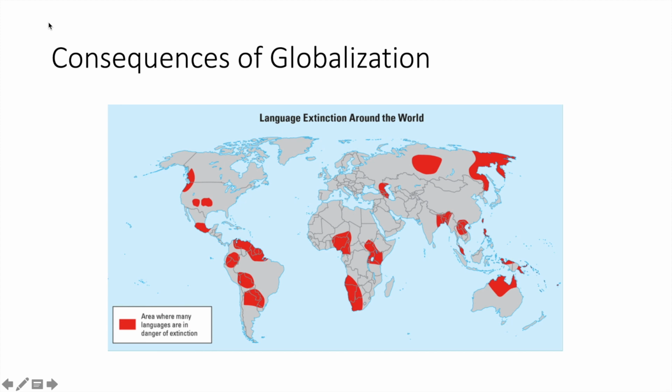The world speaks about 7,000 languages, and in about 80 years, half of them are expected to go extinct because, due to globalization, people and areas are choosing the dominant language. And as you can see from this map, there's a lot of different areas in which languages are in danger.